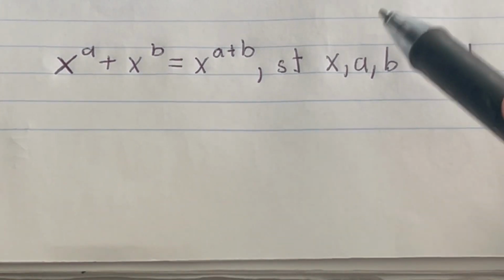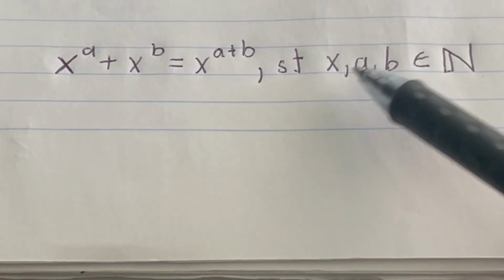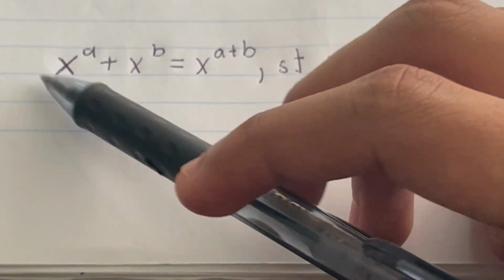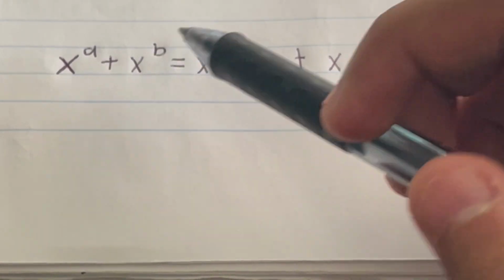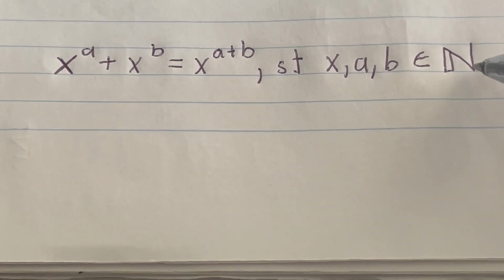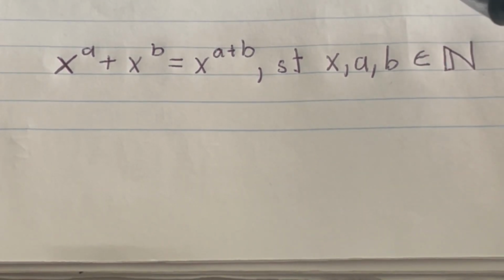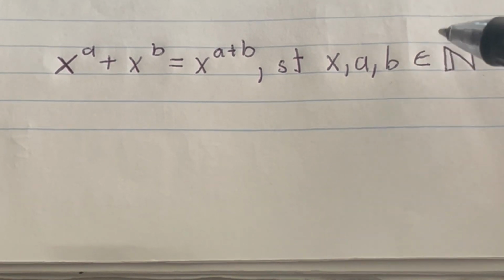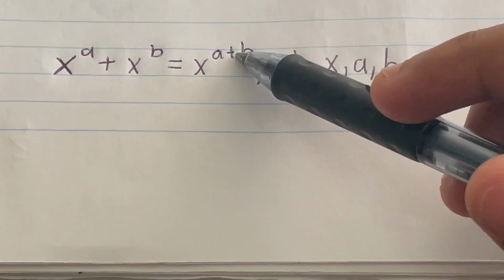We want to see if there are any natural numbers x, a, and b such that x to the a plus x to the b equals x to the a plus b. And keep in mind, natural numbers are 1, 2, 3, 4, 5, and on and on, basically all positive integers. So how do we approach this problem?